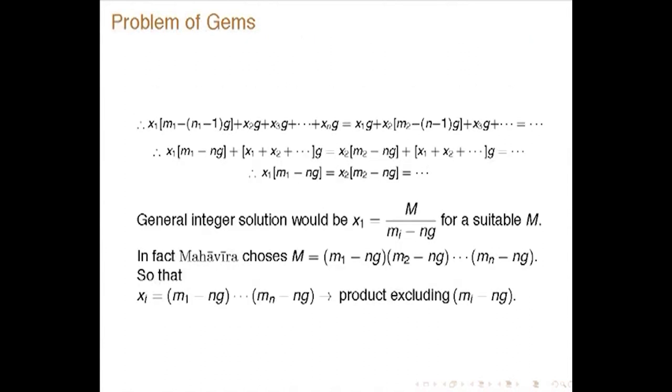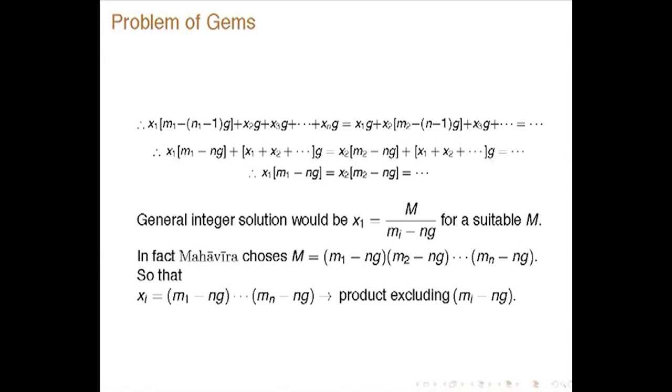So, what you get is his worth, whatever the number of gems he has, the value of that will be, clearly, he received g gems from each of the others. So, x2 g plus x3 g plus etcetera xn g, and his own, whatever he has left with, his own gems, that is (m1 minus (n minus 1)) into g.